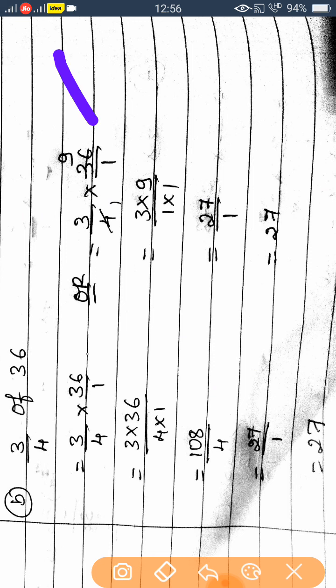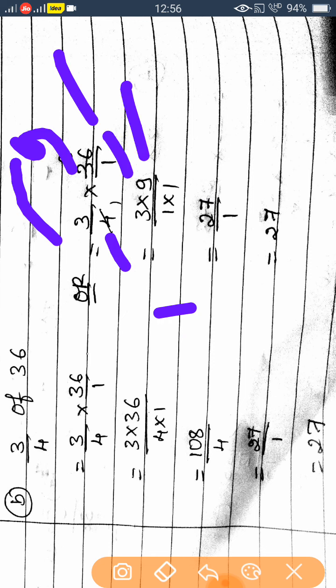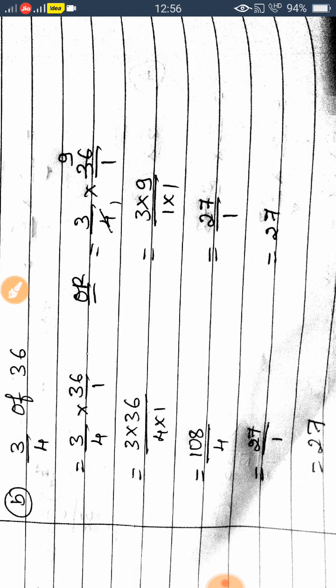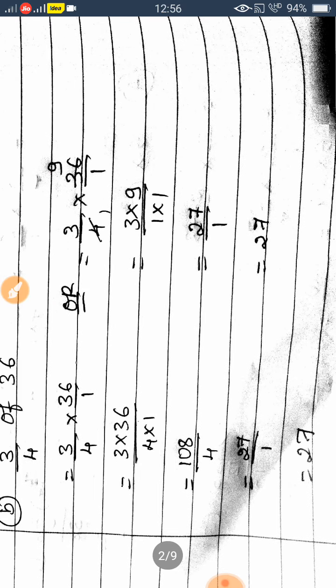3 by 4 into 36 by 1. So 36 comes in the table of 4. So 4 ones are 4, 4 nines are 36. So 3 and 9 multiplication, 1 and 1 multiplication. So 3 nines are 27 by 1, and it is also nothing but 27. So both answers are the same. However, you can apply either method.